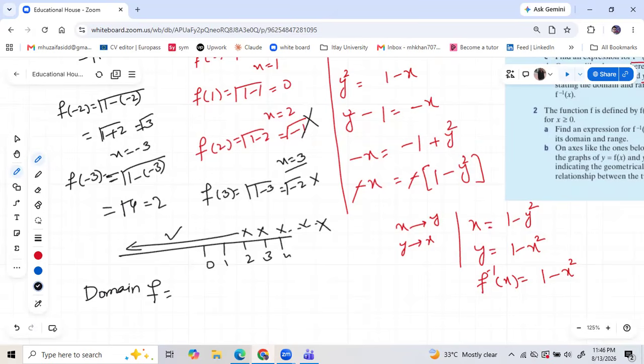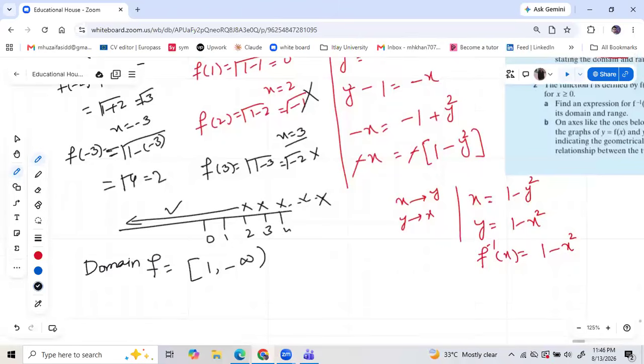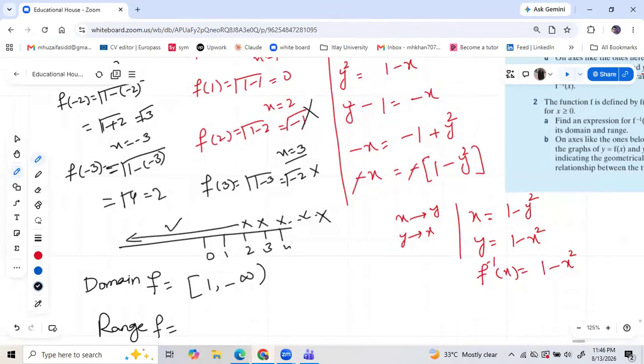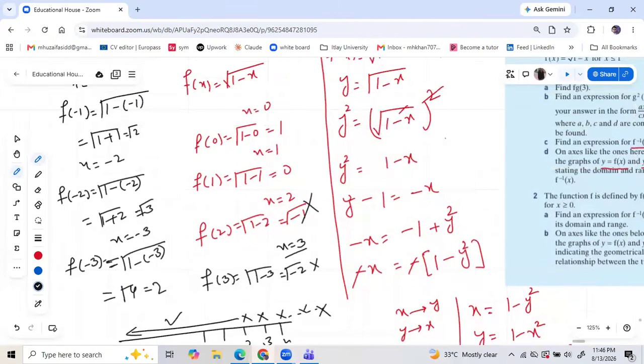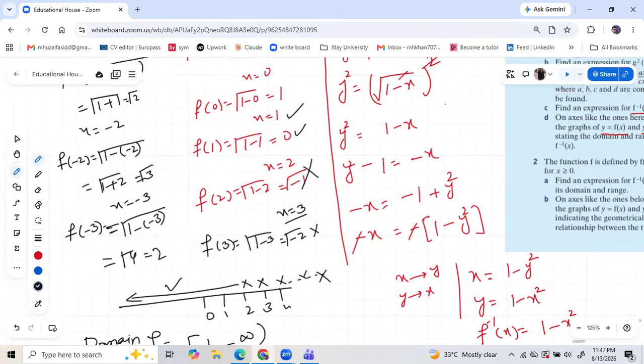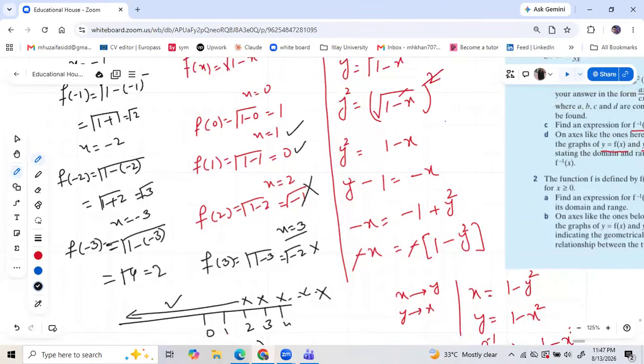The domain of the function is starting from 1 to negative infinity. Did you get it? Yes, you got it. Okay, so what is the range? Range is the output of the domain. If we set x equal to 1, we get 0. And when we set 0, we get 1.